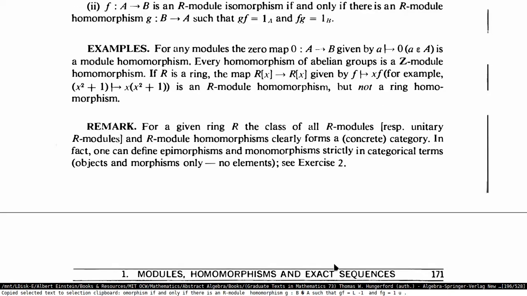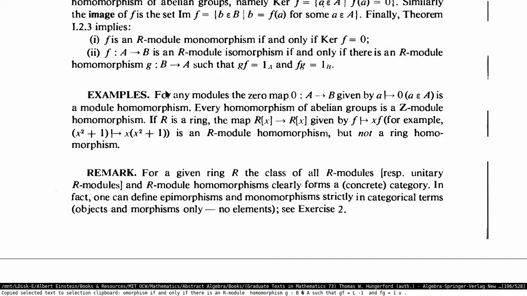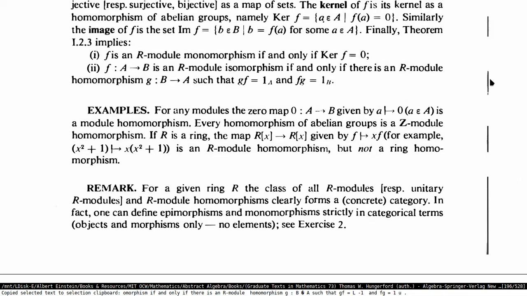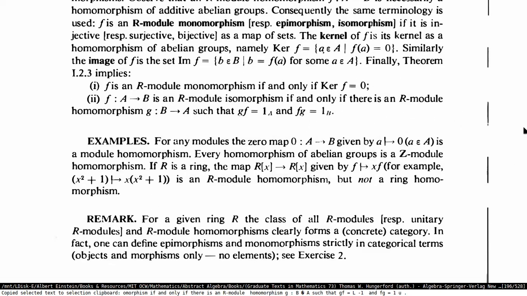He talks about this example of how the zero map is going to be a module homomorphism. So the zero map takes you from A to B, and it takes elements of A and maps them onto zero in B. It's a module homomorphism. This zero map is always a module homomorphism for any module, because you can always map things to zero, and its kernel is going to be the whole of A itself, right?